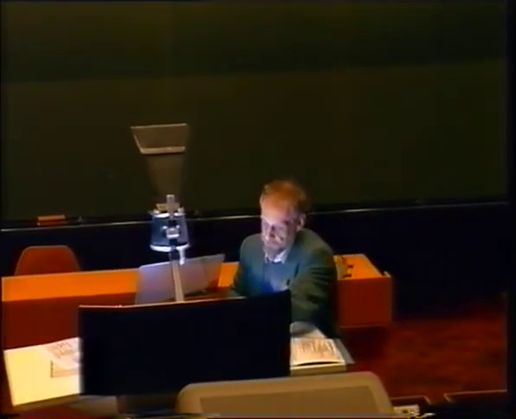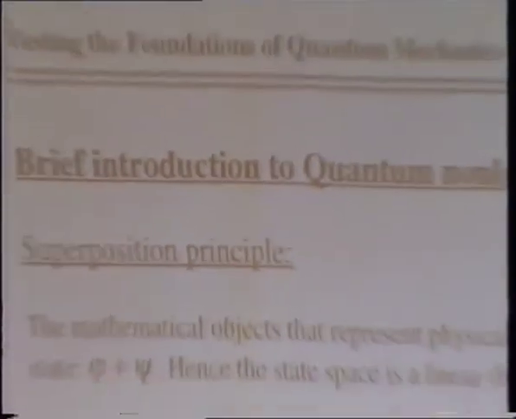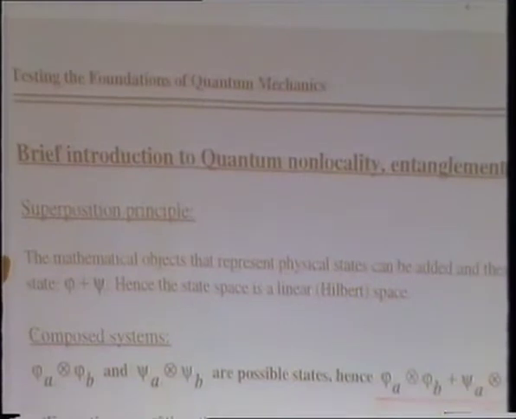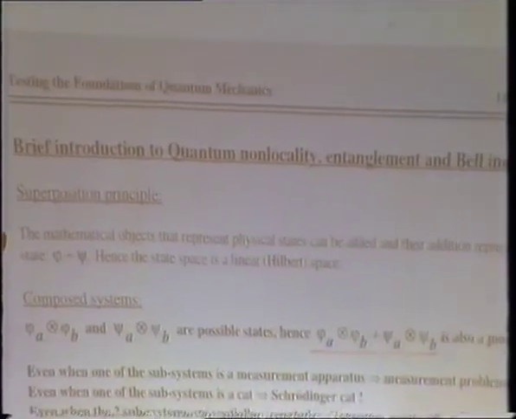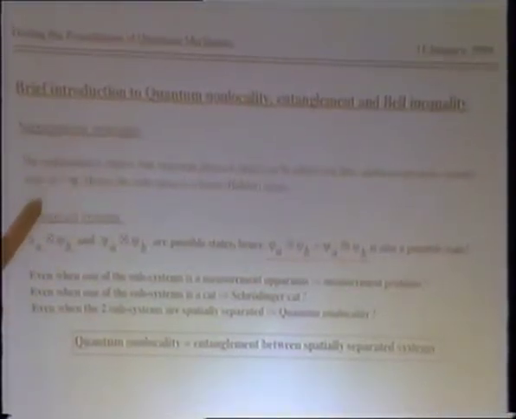So let's start with the elementary introduction to quantum non-locality. Elementary not in the sense that it is conceptually simple, but I don't want to do any mathematics, so mathematically it's extremely elementary. So first we start with the superposition principle, and here it just means that if you have mathematical objects which represent physical states, then this principle tells you that you can add these objects, and the result of this addition is again a mathematical object, which again represents a physical state.